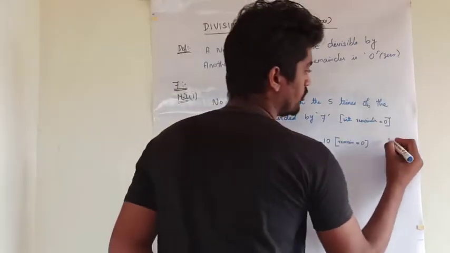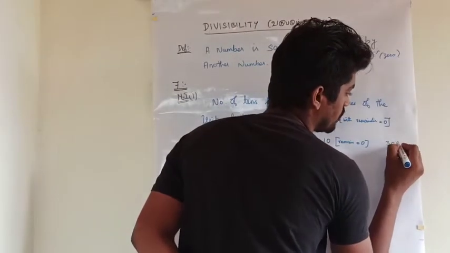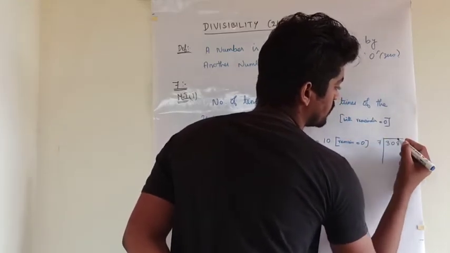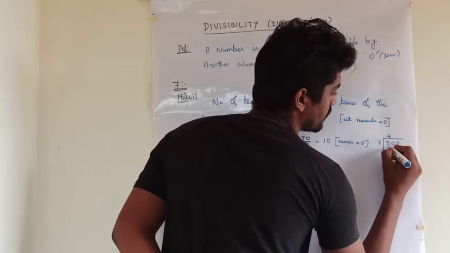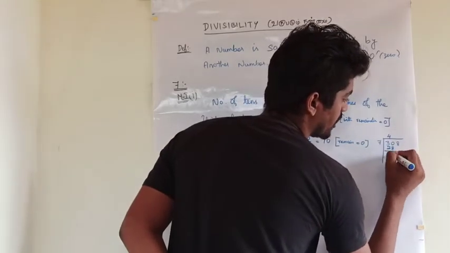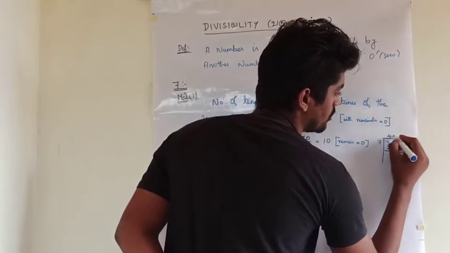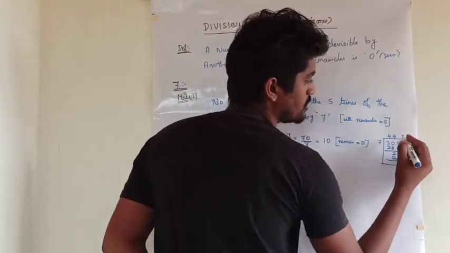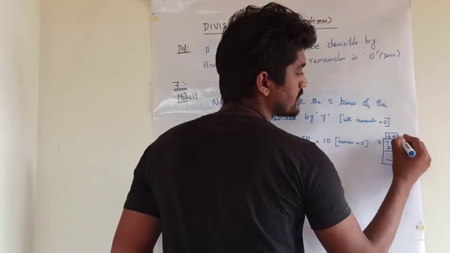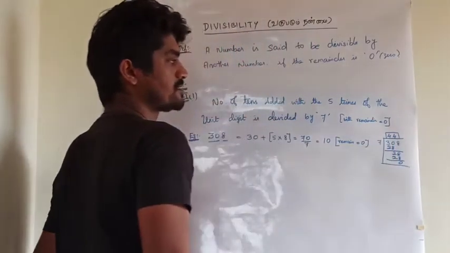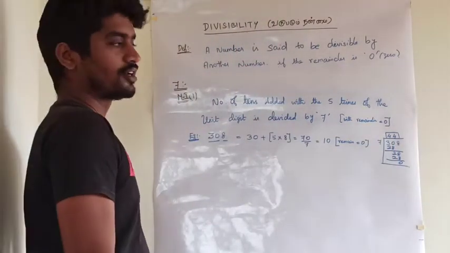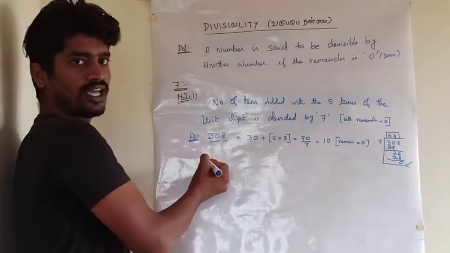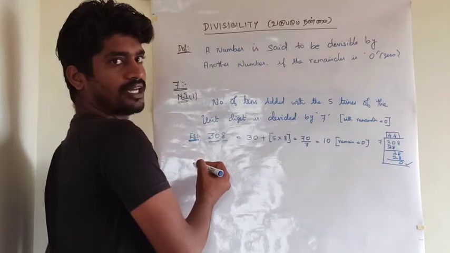We can check 308 divided by 7. 4 7s are 28, remainder 2, bring down the 8. 4 7s are 28, remainder 0. The value is 44, remainder 0. So the given number 308 is fully divisible by 7.